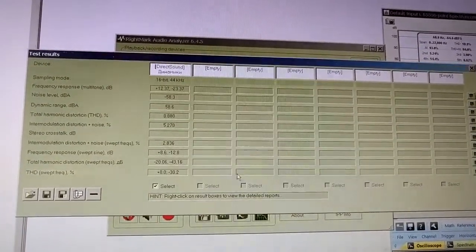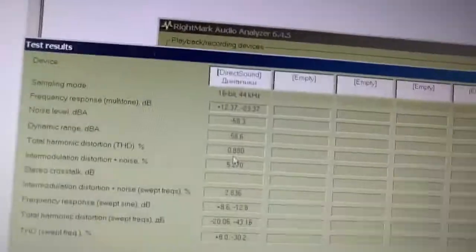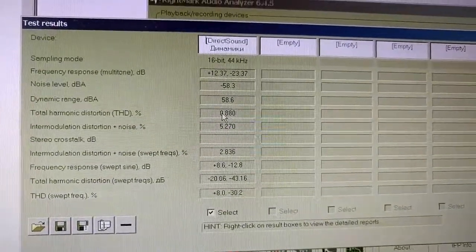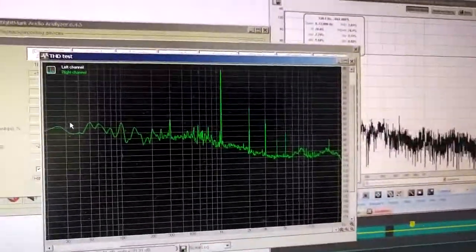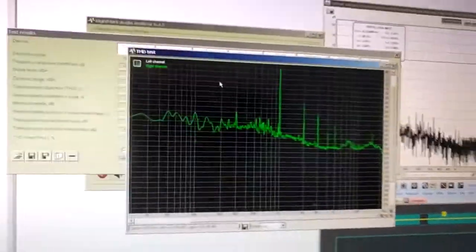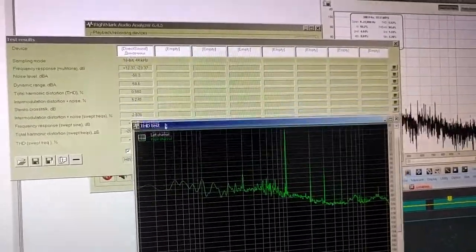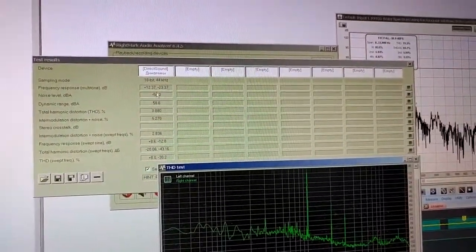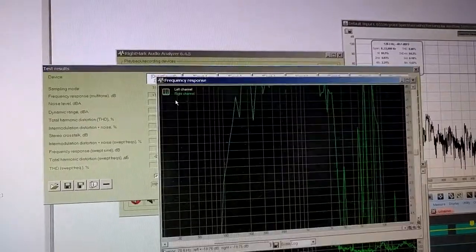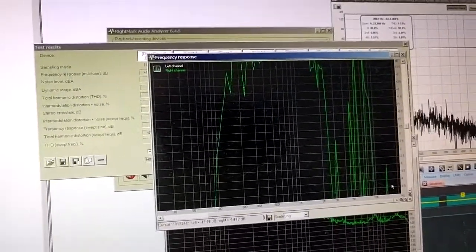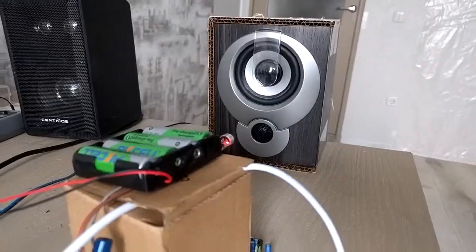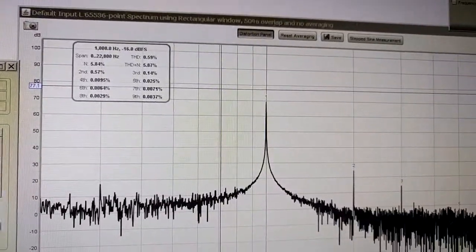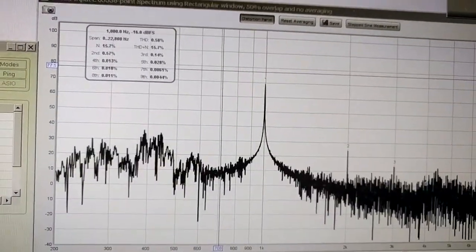So press OK. Now we can look at the distortion level, in this case 0.8%. Show graph. Also, it's fun to see the frequency response. Second experiment. Distortion 0.5%, slightly higher.